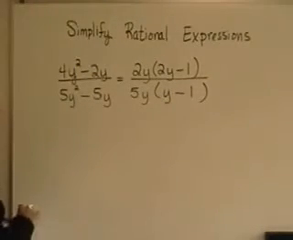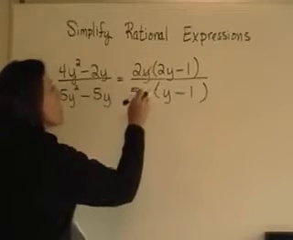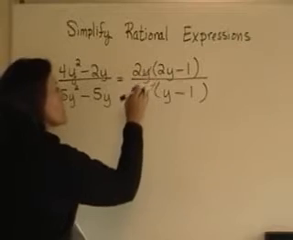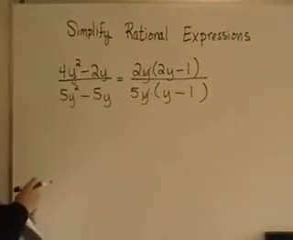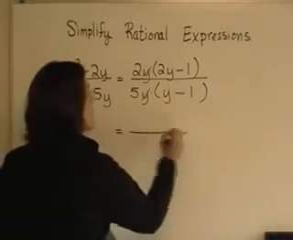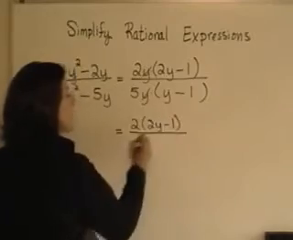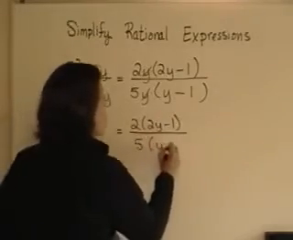The only thing that I can reduce out of these two expressions is this y, because there are multiplication symbols. I can take the y out of each of those. That's all that can be reduced. So what I'm left with is 2 times 2y minus 1 in the numerator, and 5 times y minus 1 in the denominator.